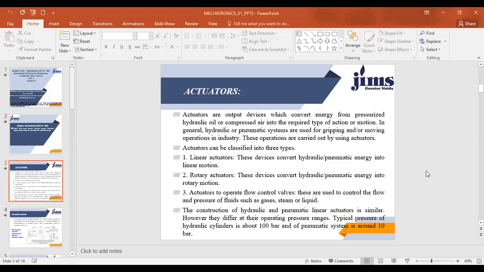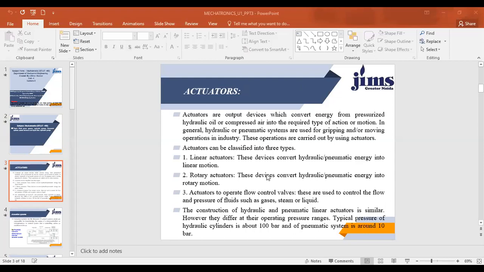I have already gone through the actuators, and I defined actuators in the previous class. Actuators are output devices which convert energy from the pressurized hydraulic oil or compressed air into the required type of action or motion. In general, hydraulic or pneumatic systems are used for gripping or moving operations in the industry, and these operations are carried out using actuators.